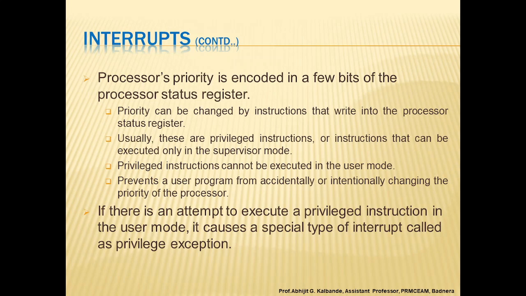Processor priority is encoded in a few bits of the processor status register. The priority can be changed by an instruction that writes into the processor status register. Usually, these are privileged instructions, or instructions that can be executed only in the supervisor mode. The privileged instructions cannot be executed in the user mode. This prevents a user program from accidentally or intentionally changing the priority of the processor.